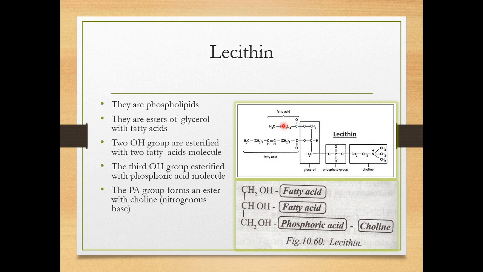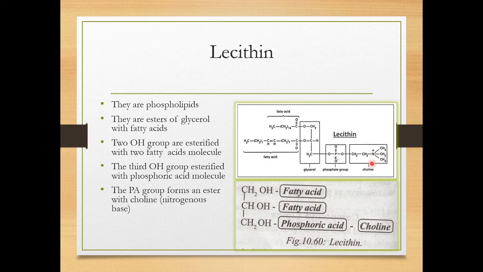They are esters of glycerol and fatty acid. There are two fatty acids, and the third position is occupied by a phosphate group and an additional choline group. The two OH groups are esterified with the two fatty acids. So there is an OH group here, an OH group here, here another OH group. These form an ester bond with the two fatty acids. So one glycerol molecule forms two ester bonds with two fatty acids. And the third position is esterified with phosphoric acid group. And there is an additional ester bond with choline.